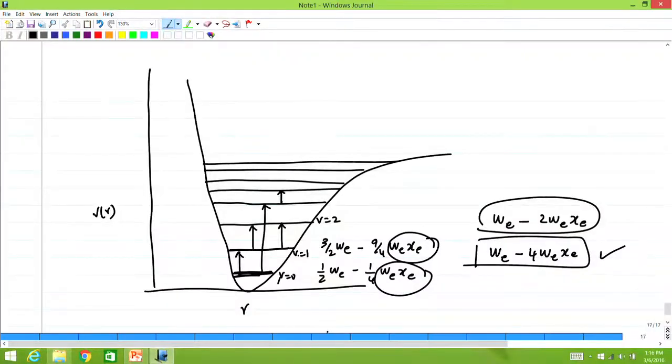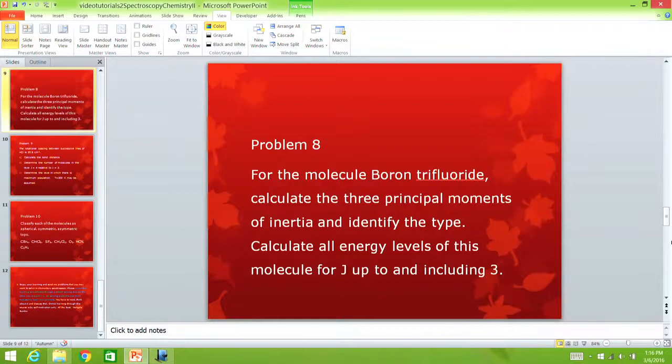Let us go to problem 8 now. Problem 8 talks about the molecule boron trifluoride and it asks you to calculate the 3 principal moments of inertia and identify the top. And it also asks us to calculate all the energy levels of this molecule for the rotational quantum number J up to and including 3.